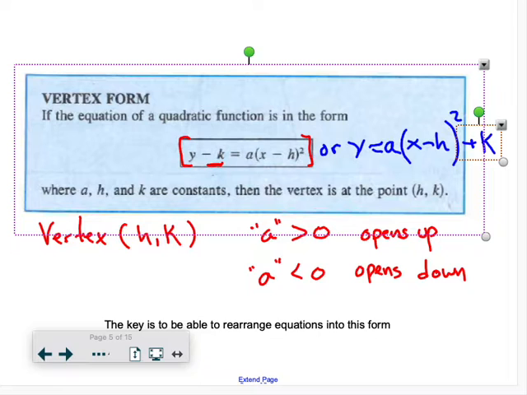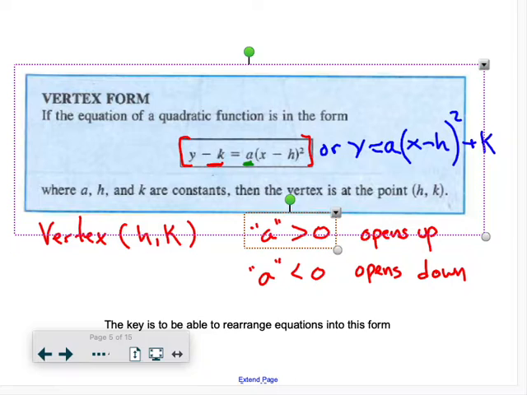Other things we can point out here is this a value. This a value is going to dictate whether the graph opens up or down. If a is positive, that's a greater than 0, this graph is going to open up. If a is negative, a less than 0, the graph is going to open down. And then a also helps us dictate the stretch or compression factor of the graph, and we'll get into that in a little bit.